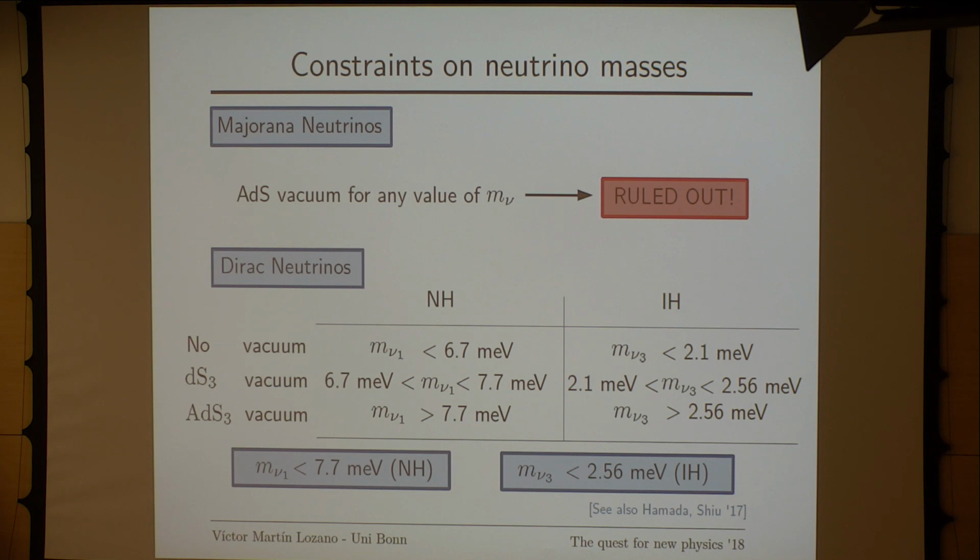So if we look at the Dirac case, what we see is that there are some upper bounds on the mass of the lightest neutrino. The lightest neutrino for normal hierarchy should be less than 7.7 milli-electron volts. And in the case of inverse hierarchy, the bound is lower, and it's 2.56.